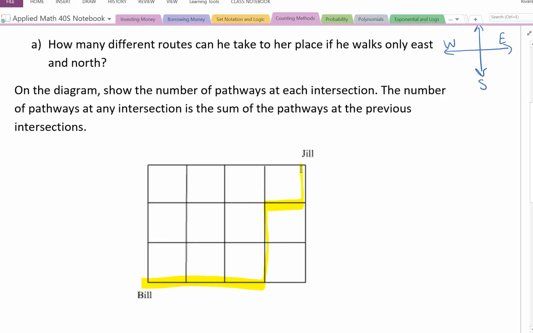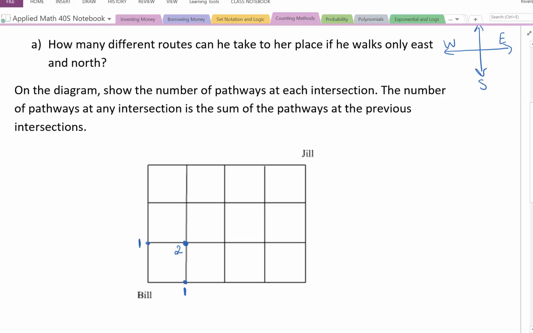So how can we count all these in an organized way where you don't end up double counting any of them? Well, how many different ways can Bill just get to the first intersection? We can look at that. Well, here there's only one way to get there. And there's only one way to get to this intersection. So that's how we're going to start counting. How many ways can he take to get to this intersection? Well, he can go this way, and that would be 1, or he can go this way, and that would be 2. So there's 2 ways to get to this.